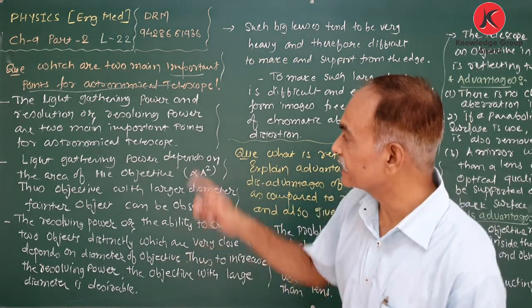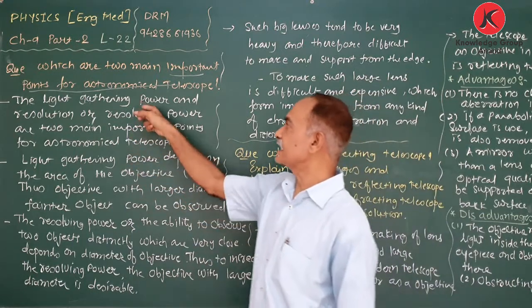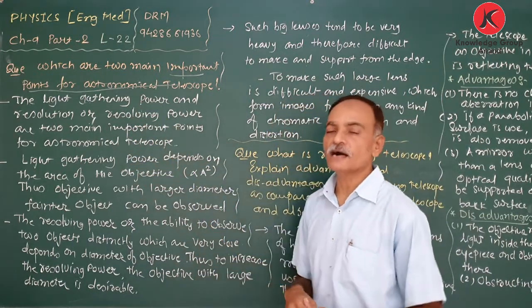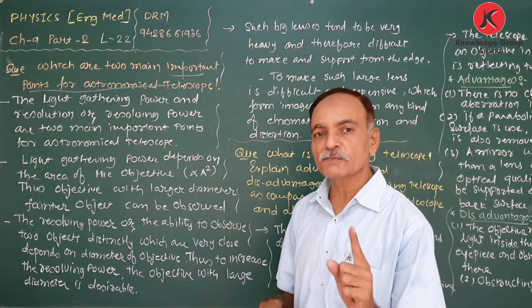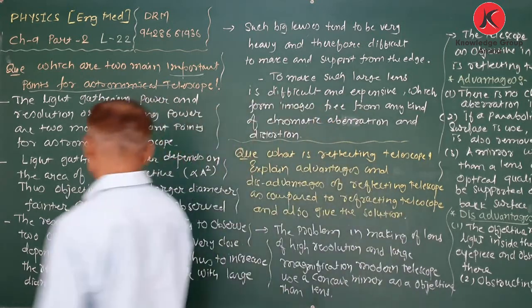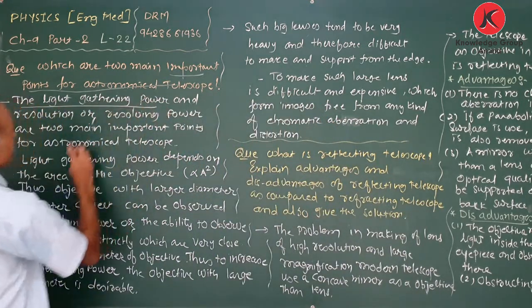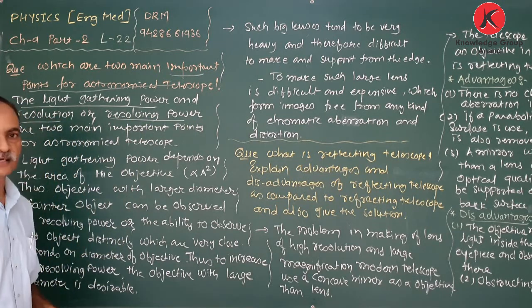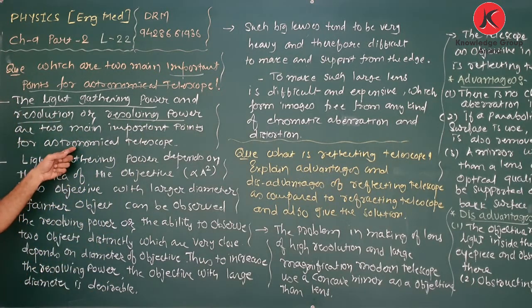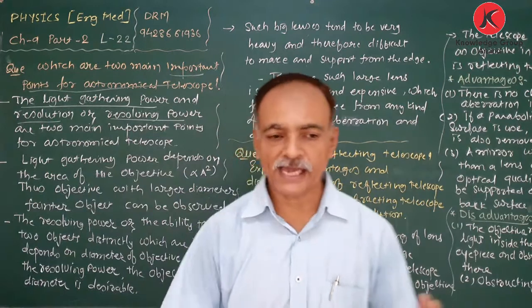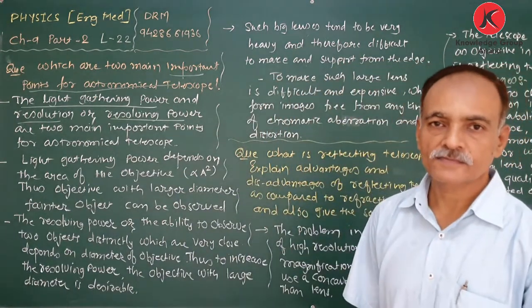So here we are discussing this. The light gathering power and the resolving power, or the resolution, are the two main important points for the astronomical telescope. Now, what is the light gathering power of the telescope, and what does it depend on?